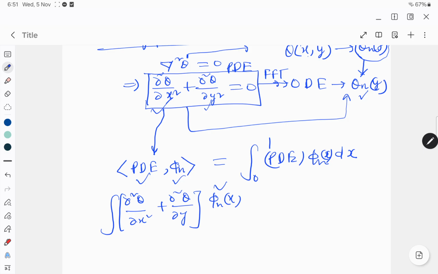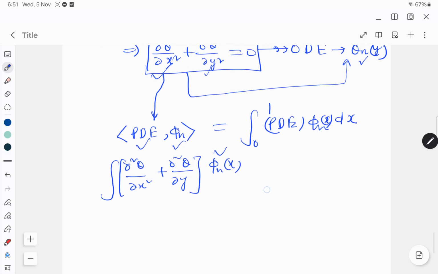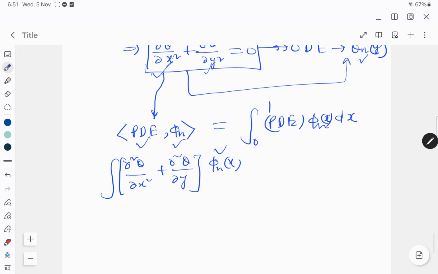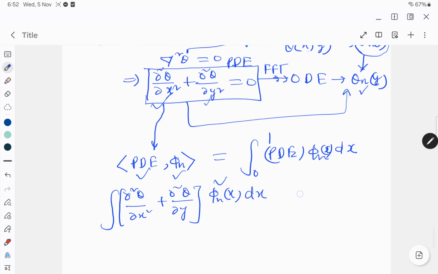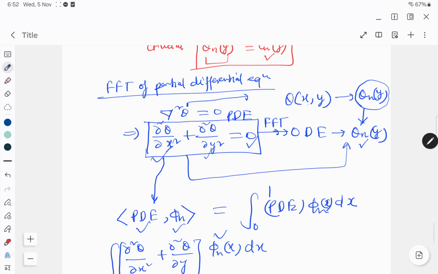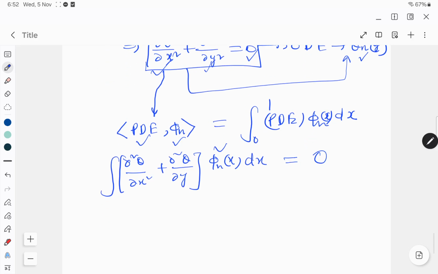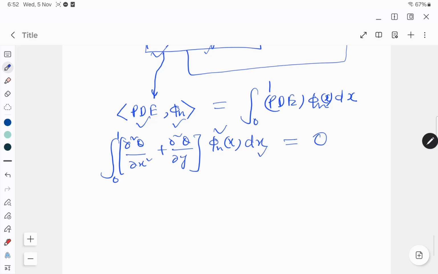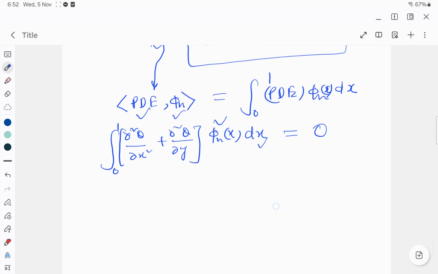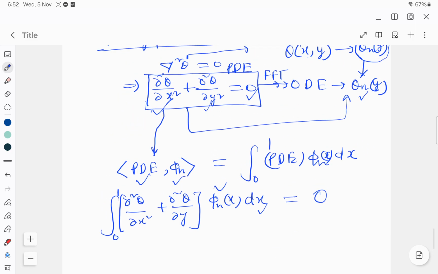How this is important: it is converting the whole thing into an ordinary differential equation. The basis function you must find out. So this is phi n x dx. Of course, if you multiply phi n x by 0, you will get 0 itself on the right hand side, whatever be the value of the integral. The limit of integration would be 0 to 1, because this is with respect to x, a bounded domain. All right, this is the FFT of this partial differential equation.